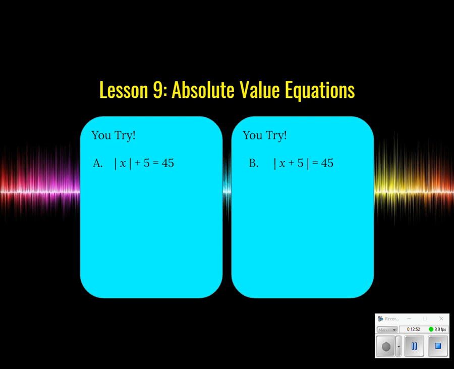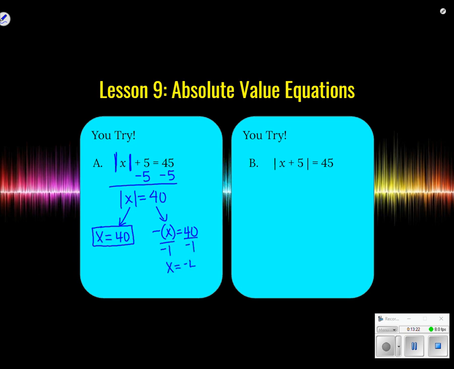All right, you're back. And so we are going to isolate our absolute value. That means I need to move that 5. So absolute value of x equals 40. And then now I'm ready to break it down into x equals 40 and negative x equals 40. X equals 40 is my answer. I'm going to divide this one by negative 1, so x equals negative 40.